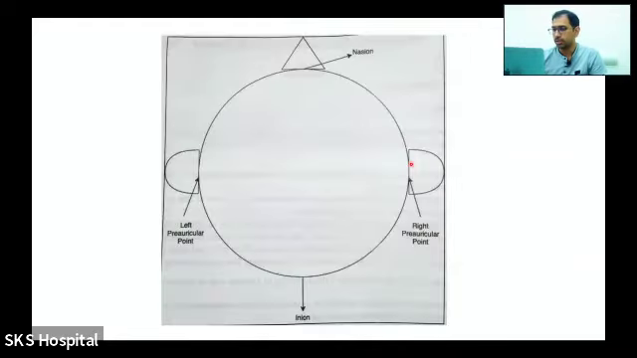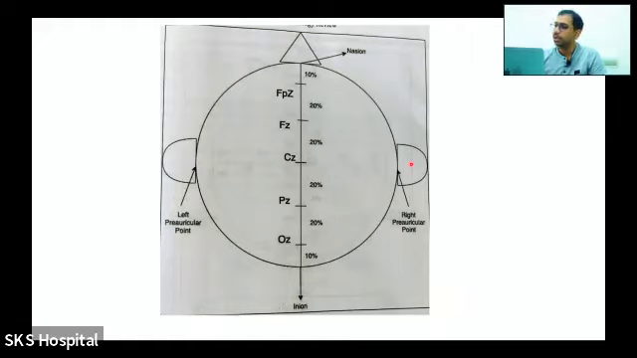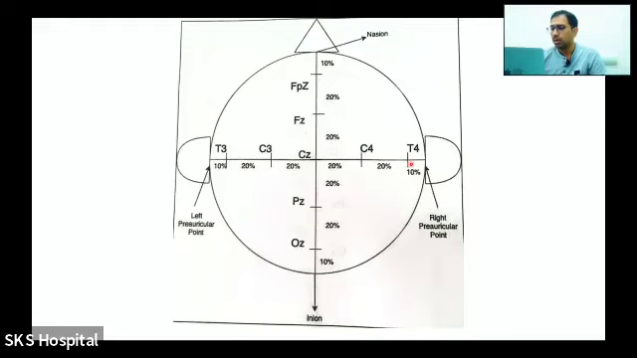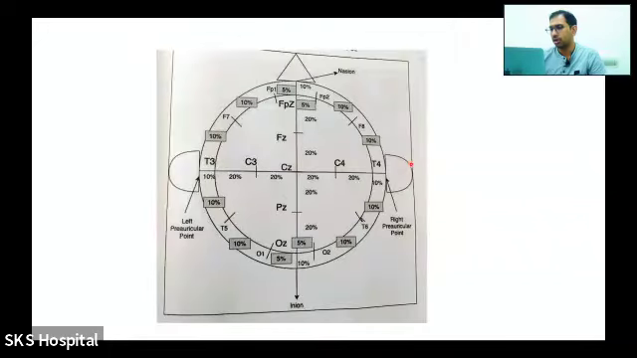So this is the third step. So first step would be landmarks, second step would be midline markings, that is Z points. Third would be all the horizontal points from left as well as right periauricular point.